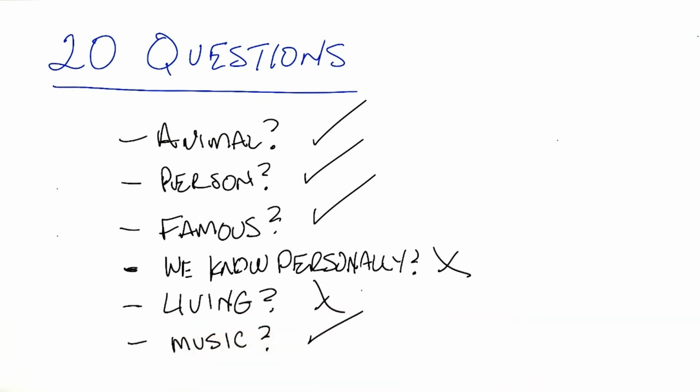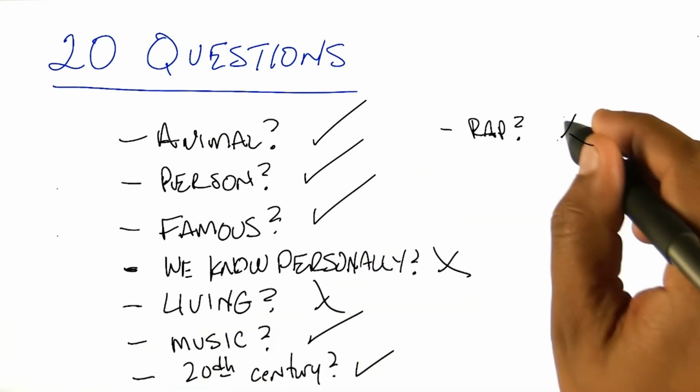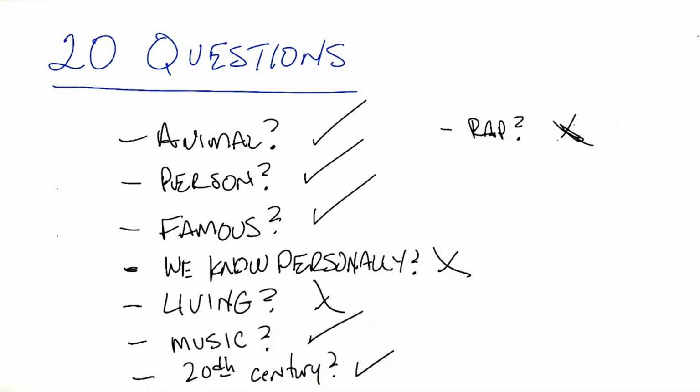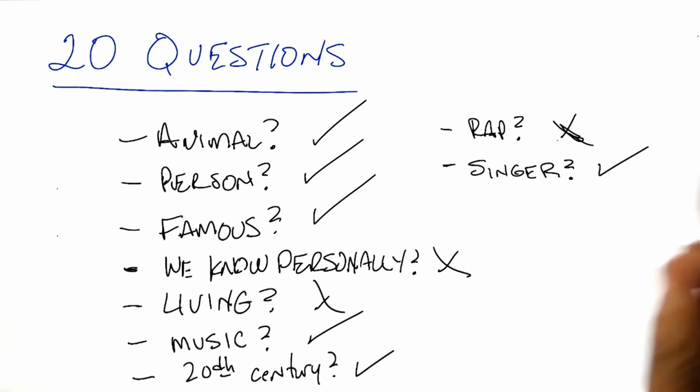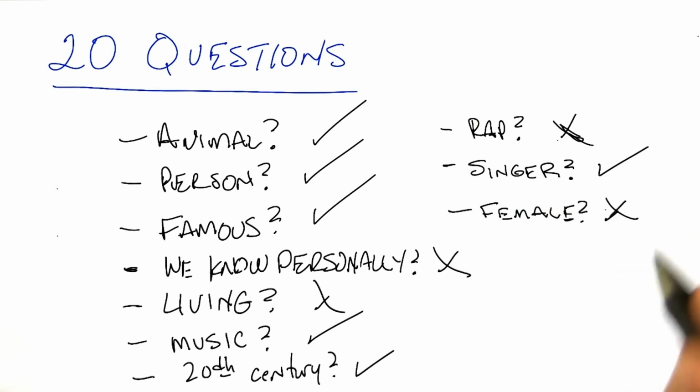The answer is yes. Did this person live during the 20th century? The answer is yes. Is the genre of music that the person was associated with, say, hip-hop or rap? No. Is the person a singer? Singer? Yes. Male or female? Is the person female? No. That's 10 questions, Michael.